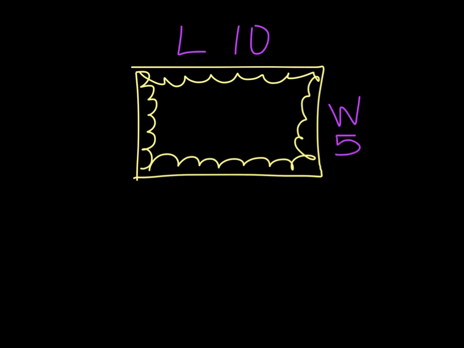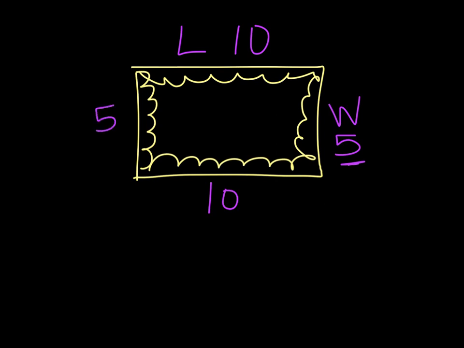Okay? So if this is 10, then what is this down here? I hope you said that it's also 10, because we know a rectangle has two sets of sides that are equal. So in this case, the top and the bottom are the same length, and the left and right sides, or the width, are also the same length. So if this is a 5, then this over here is going to be 5.